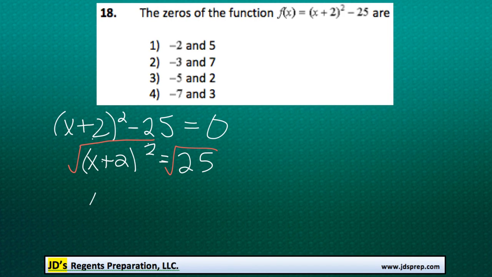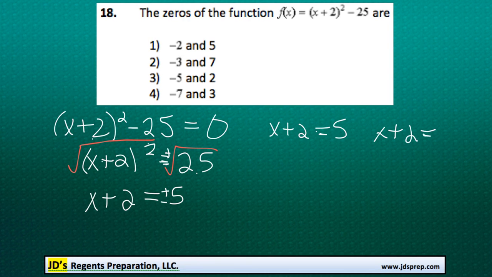So next we would have x plus 2 on the left-hand side, and then the square root of 25 is 5, or negative 5. You gotta be careful there. Remember, when we square root a number, you get two options, the positive and negative version of the square root. So we have two different possibilities here. X plus 2 could equal 5, or x plus 2 could equal negative 5.